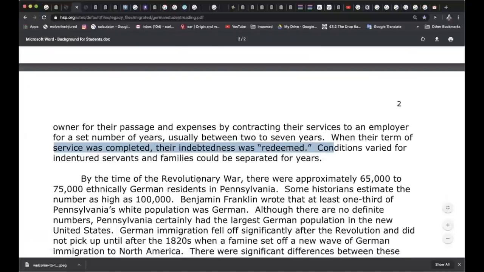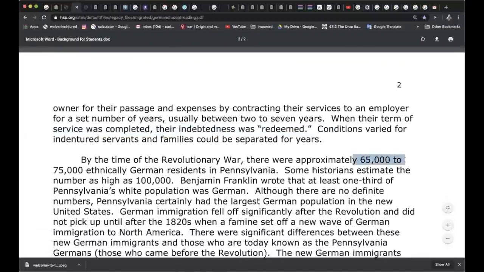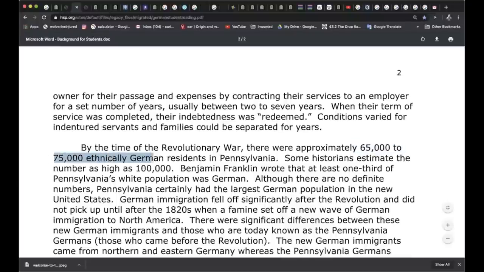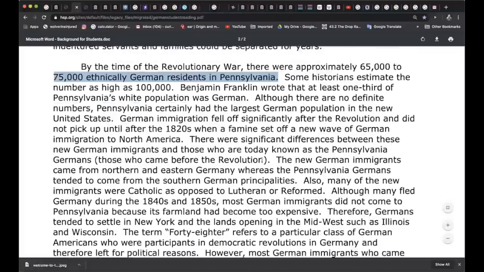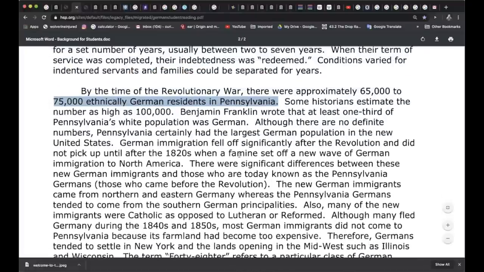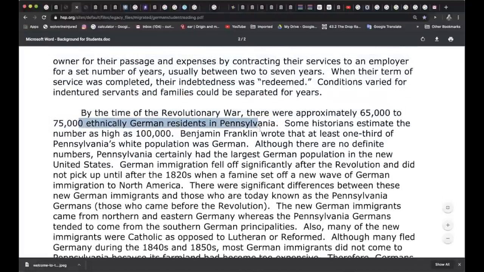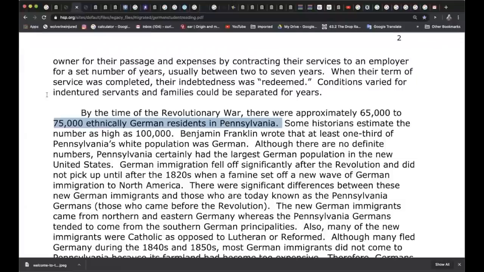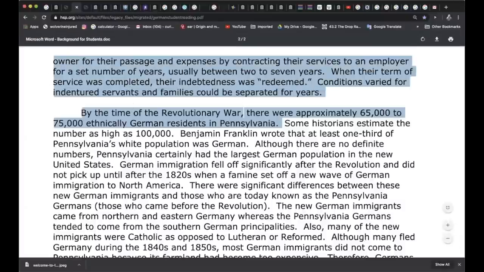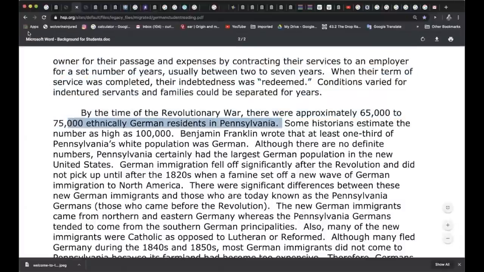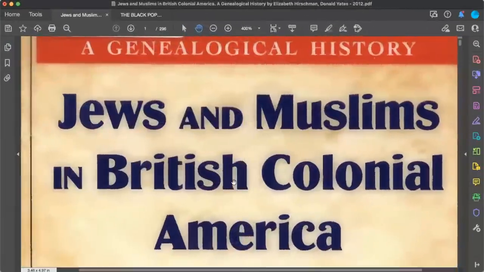By the time of the Revolutionary War, there were approximately 65,000 to 75,000 ethnically German residents in Pennsylvania. Now, were all these people white Germans? That's the hijack you gotta dodge. We can't go and generalize. We gotta go case by case, individual. A lot of these were so-called black Germans, swarty Germans.